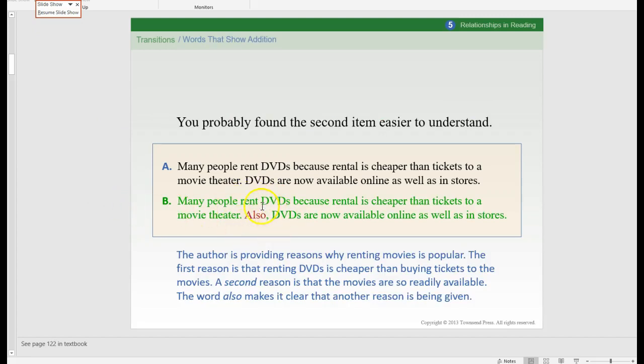And then here, they highlighted also because it's the correct answer. And then down here, they're saying the word also makes it clear that another reason is being given. It ties it together. Cohesion. It glues it together.